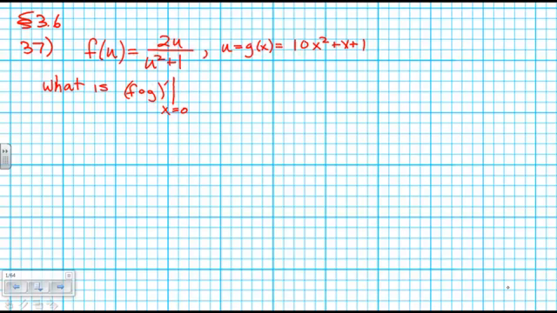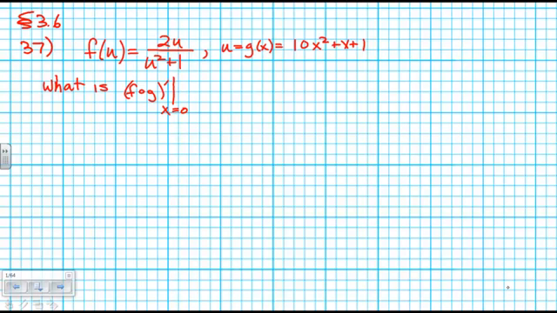Here's problem number 37 from section 3.6. It's asking that given f is a function of u, 2u over u squared plus 1, and u being a function of x, 10x squared plus x plus 1, what is the derivative of the composite function f of g when x is 0? I'm going to do this two different ways.